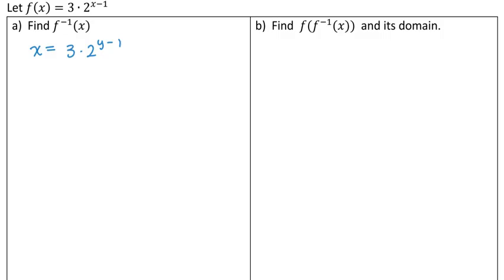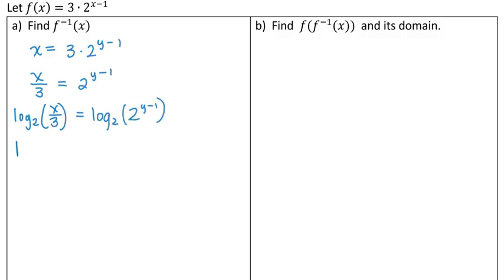Our first step here, we're solving for y, will be to divide by 3. So we get x divided by 3 equals 2 to the y minus 1. We then need to get rid of the exponential base 2. So I will take a log base 2 of each side. And nothing too nice happens on the left-hand side, but on the right-hand side, the exponential and the log will cancel and we'll just have a y minus 1.